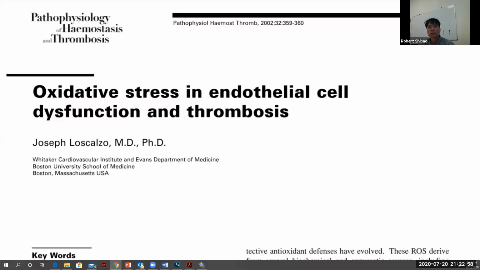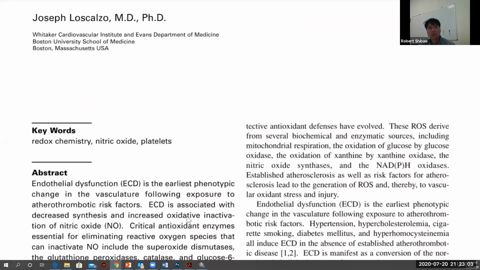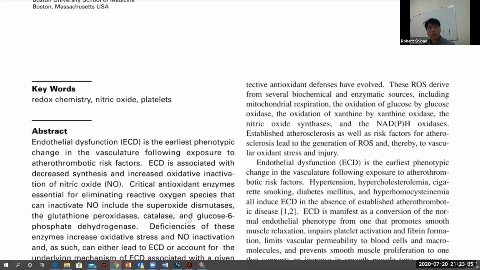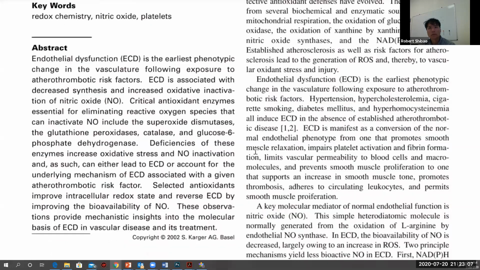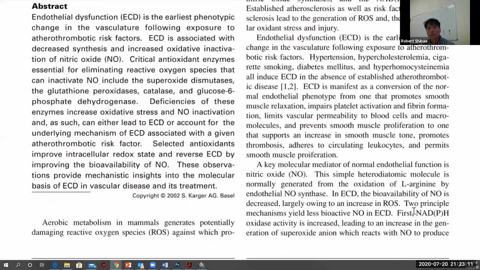And we've looked at this paper before that was published almost 20 years ago out of Boston University School of Medicine. It describes how all of these things come together with endothelial dysfunction and reactive oxygen species that we've talked about. And if you lose some of these protective mechanisms like superoxide dismutases, glutathione peroxidases, catalase, and glucose 6-phosphate dehydrogenase, then you're going to get increased oxidative stress. And we've shown you those things here before.